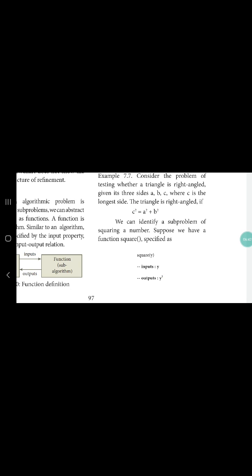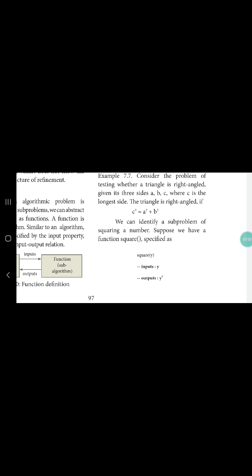So consider this problem, it is an example given. The triangle is right angled, with three sides A, B, C, where c is the longest side. A right angled triangle looks like this, as they have given. In this way we can solve the problem. If it is a bigger problem, we categorize it into various steps, that is various sub problems, and then we can solve it.